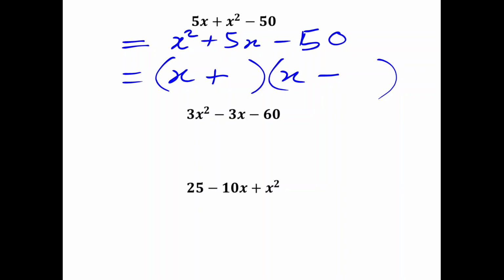Then now the next thing is to say 50. Which two factors of 50 give us a positive 5? Now it has to be a minus 10 and a 5. And a 5, because minus 10 times 5 gives us minus 50. So we need a 10 over here and a 5 over here. Then this is our factorization.